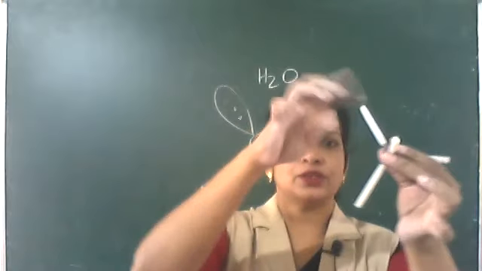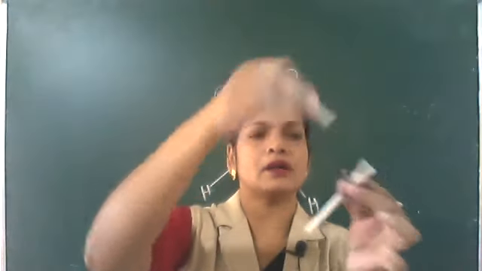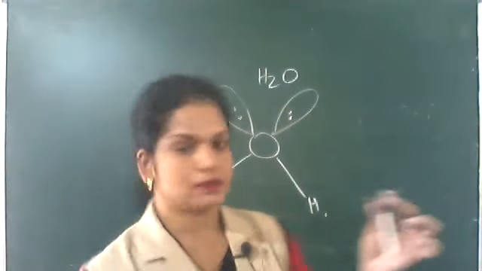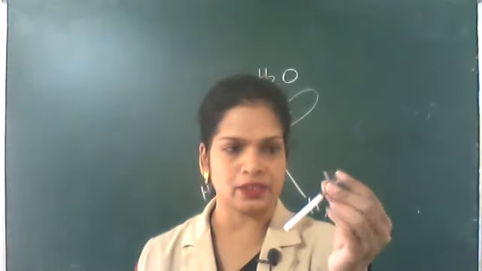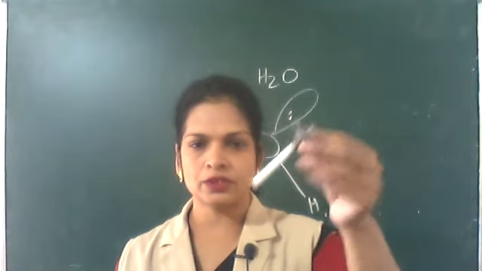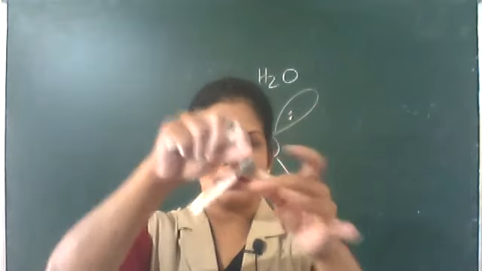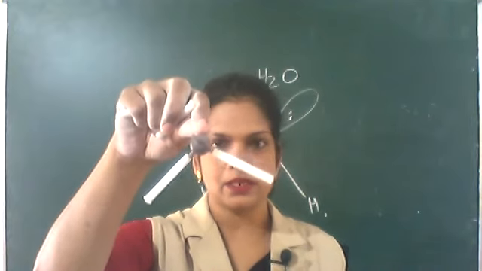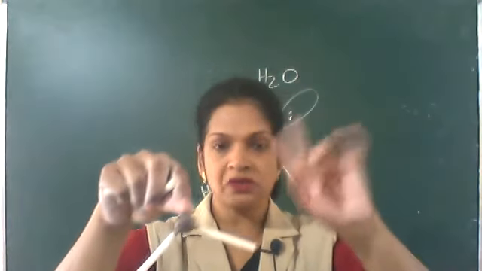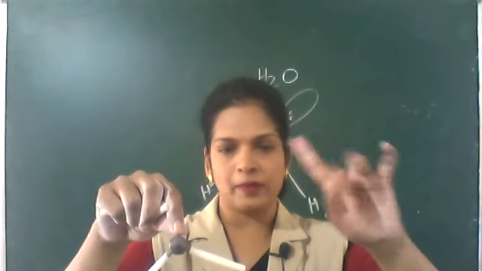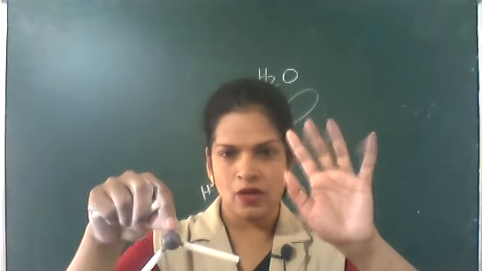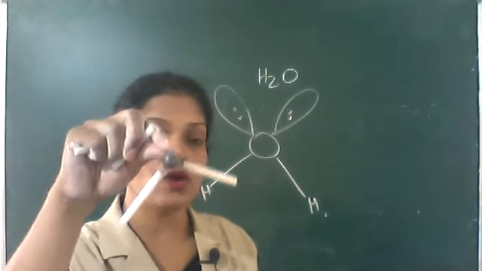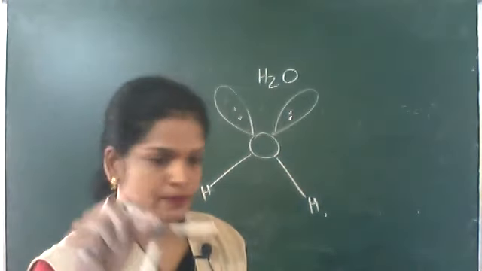But two are not bond pairs. 2 are lone pairs. So don't look at them for the direction. So what is this direction? This is bent. The shape is bent. 2 lone pairs are there. You should not count the shape of lone pairs because lone pairs are not directional. Only covalent bonds are directional.